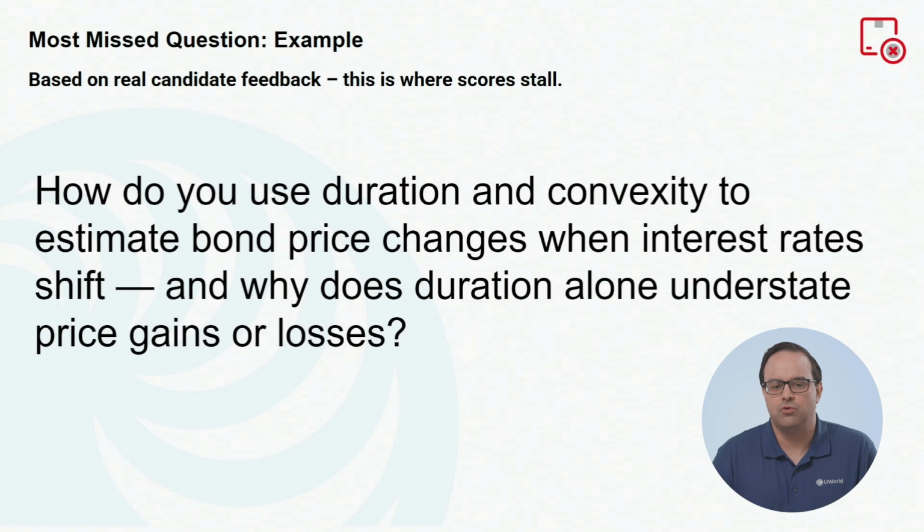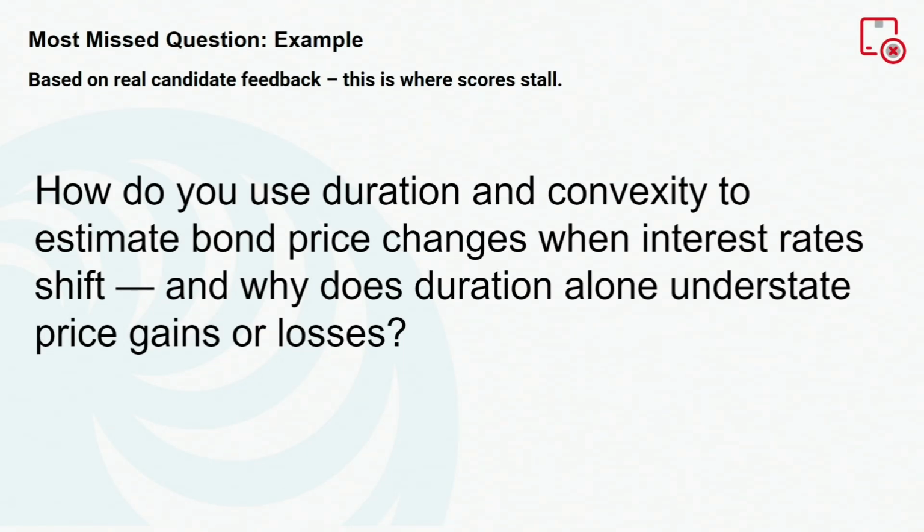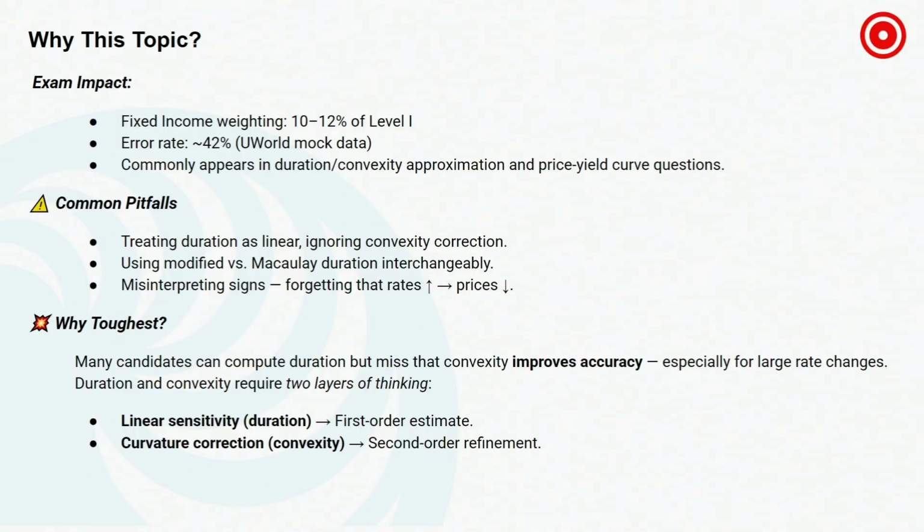So with this question, we'll look at how do you use duration and convexity to estimate bond price changes when rates shift, and why does duration alone underestimate price gains or losses? So we'll look at some examples in this presentation and then dive in a little bit more to each one of these concepts and their applications. But first, let's take a look at why this topic in particular.